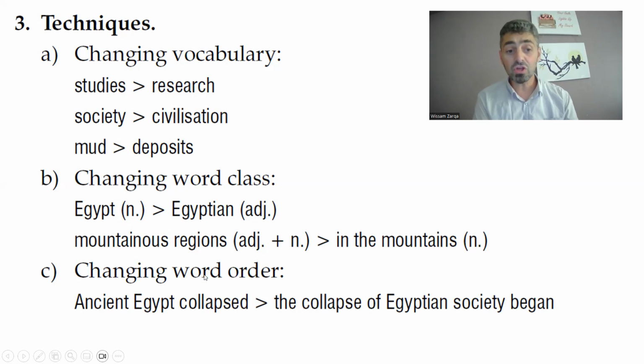Now, the third technique is changing word order. For example, ancient Egypt collapsed, the collapse of Egyptian society began. Here, when you change the word order, you also have to change something in the grammar. So let's see an example of the 3 here.